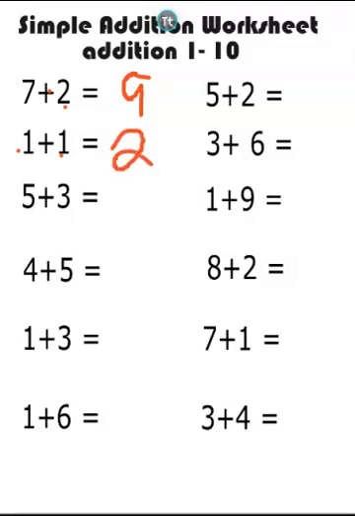And then for 5 plus 3, so you have 5, and then 6, 7, 8, because there's 3 points on 3. So then you would write 8. And then for 4, you would go 4 plus 5, and it would be 4, 5, 6, 7, 8, 9, because there are 5 points for 5, so the answer would be 9.